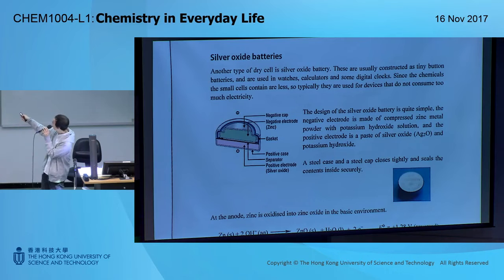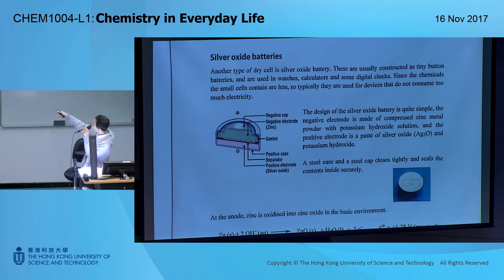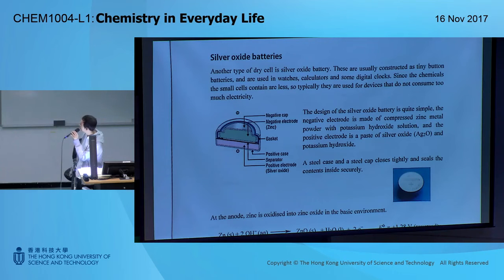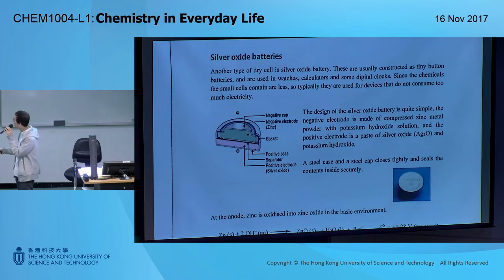On the inside, at the top we have zinc powder together with some potassium hydroxide, and at the bottom we have silver oxide together with potassium hydroxide. So we have silver oxide at the bottom, the positive side, and the zinc powder at the top. Again we get zinc and hydroxide ions. The electrolyte here is potassium hydroxide, which is not written in this list, but we have potassium hydroxide solution in the zinc silver oxide battery.